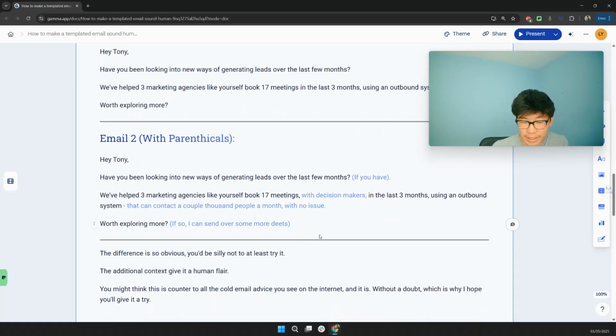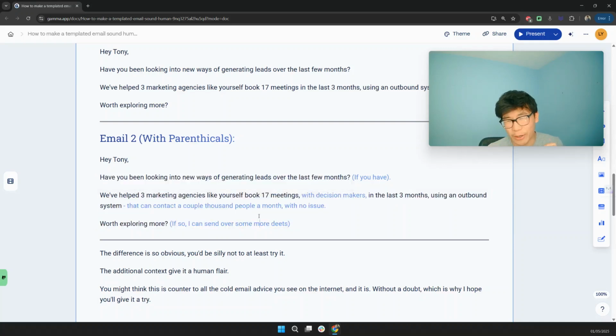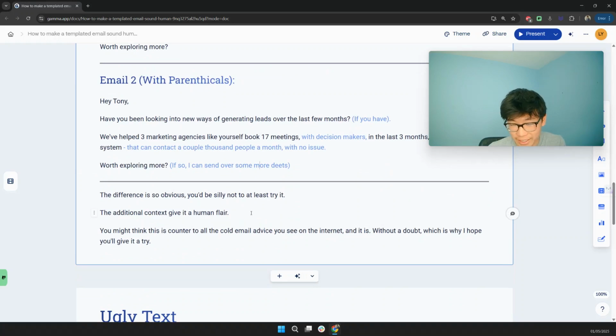But yeah, this is the idea where you want to structure it in such a way that it just looks and sounds more human, right? And the difference is so obvious, you'd be silly not to at least try it once. So the additional context gives it a human flair.